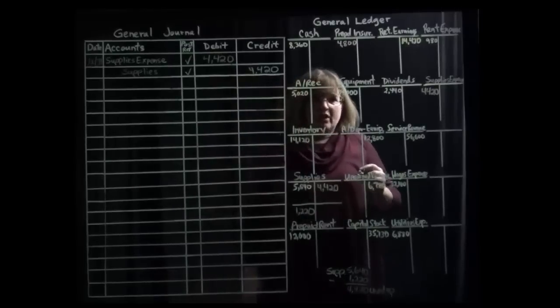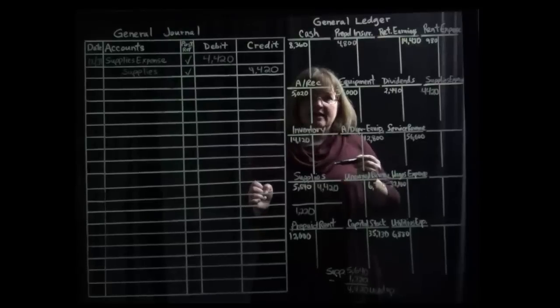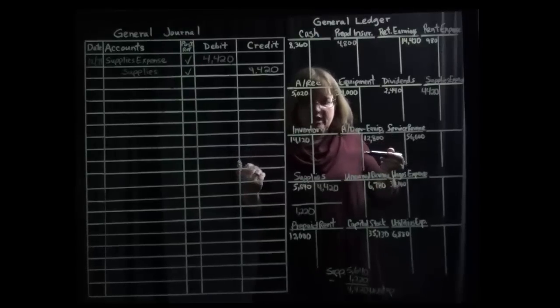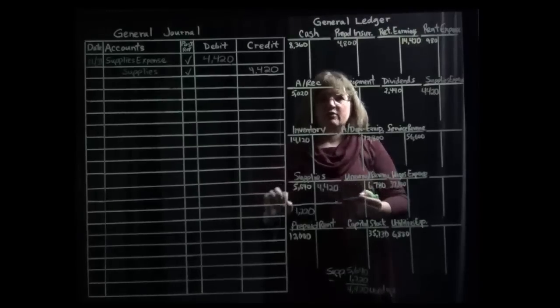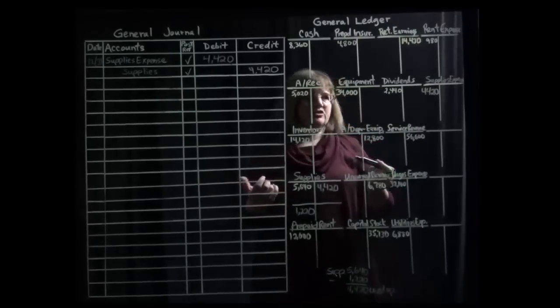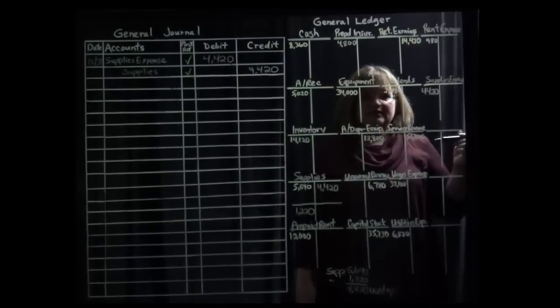So the answer to part 1, we would have one adjusting journal entry that would look like that, and as part of our answer to part 3, we would have a supplies asset balance of $1,220, and as part of our answer to part 2, we would have $4,420 as our supplies expense.